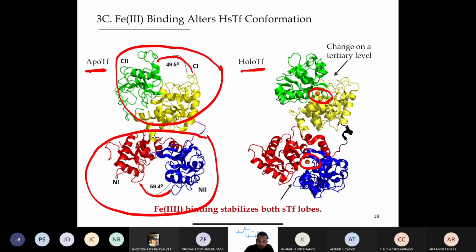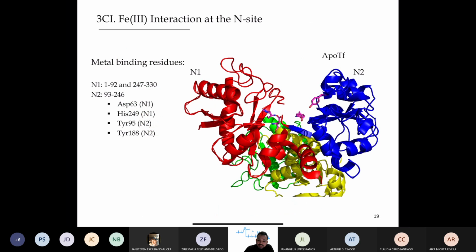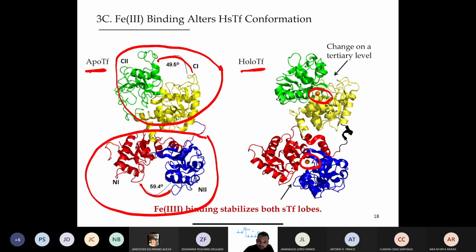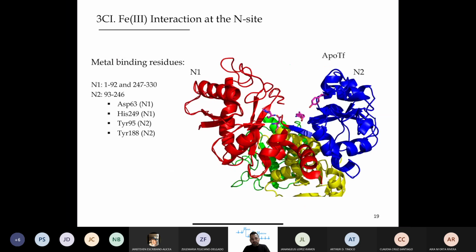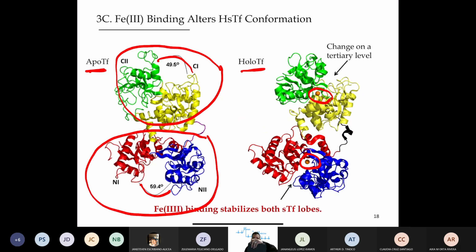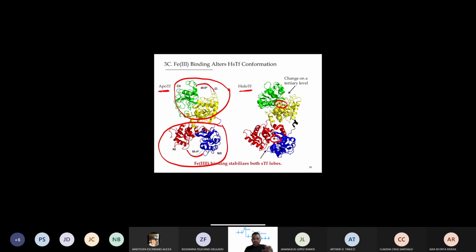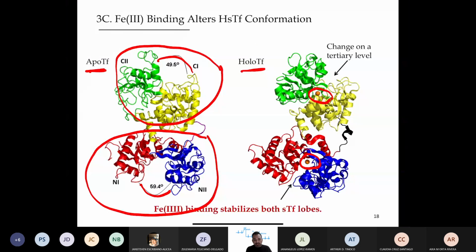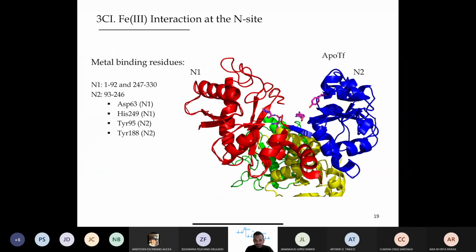As a consequence of this change, you have iron that's stabilizing the two lobes, and we will talk about how we can perceive that stabilization.